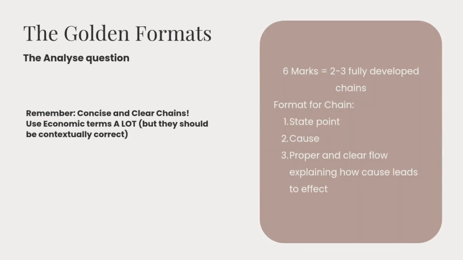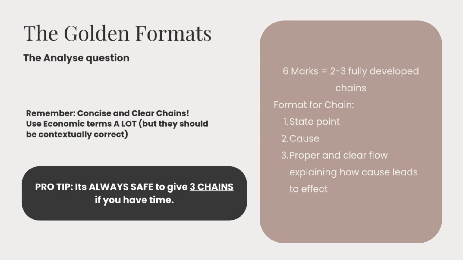Now next one is the analyze question. Usually it's for 6 marks in section B. In section A it varies, but in section B, however, it's 6 marks. So try to include fully developed, clear and concise chains. Now by concise, I do not mean compressed. Concise means that you're avoiding all the extra blabber, extra elaboration, and compressed means you're missing out steps.